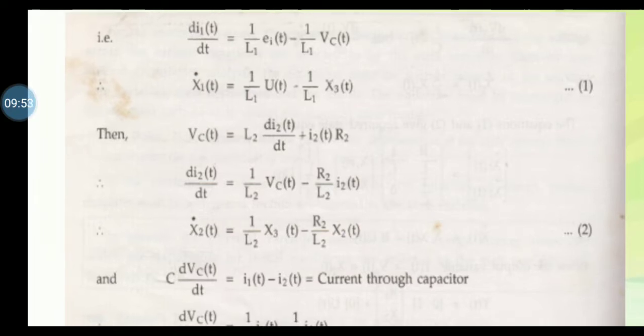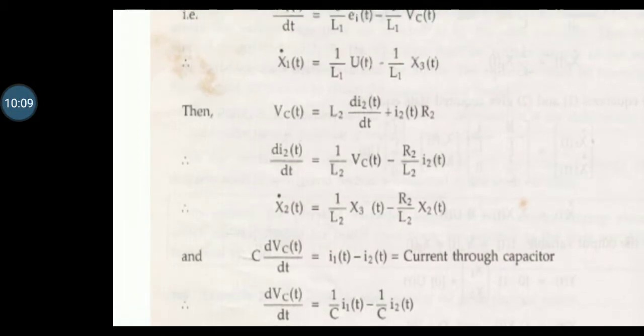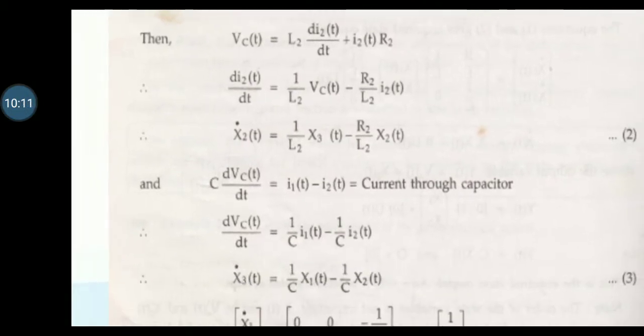x2 dot t is 1 by L2 x3 of t minus R2 by L2 x2 of t. So Vc of t is the voltage across the capacitor, which we can write by seeing the loop. Next, what is the current through the capacitor? It is I1 of t minus I2 of t. So C dVc t by dt is the current through the capacitor, which is I1 of t minus I2 of t.